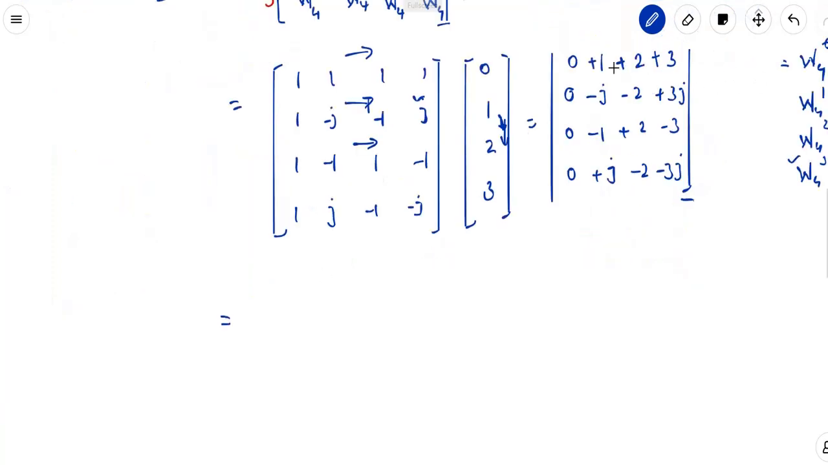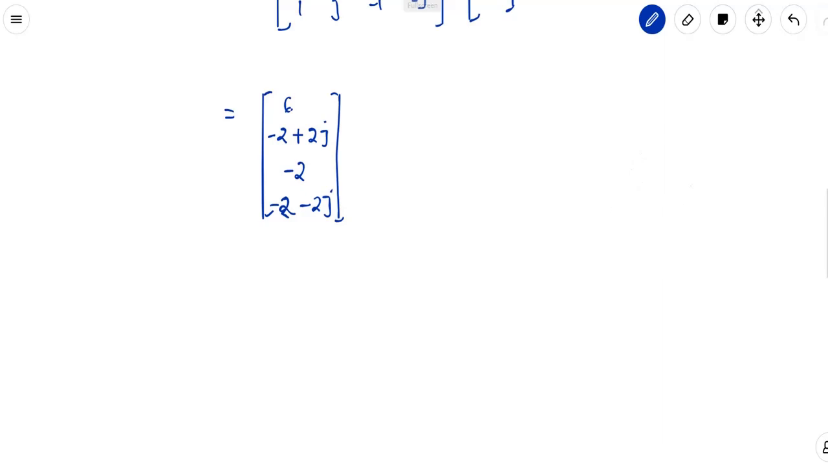See here, 0 plus 1 plus 2 plus 3 is 6. Again you have minus 2 and plus 3j and minus j, so this becomes minus 2 plus 2j. The next value is minus 3 and minus 1, so this becomes minus 4. Minus 4 plus 2 becomes minus 2, and the last value you have is minus 2j. So these are the values we have got.